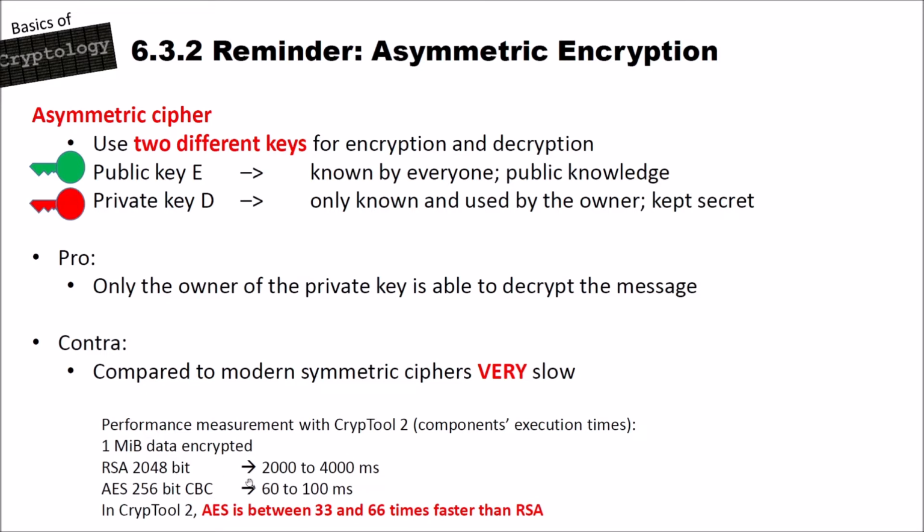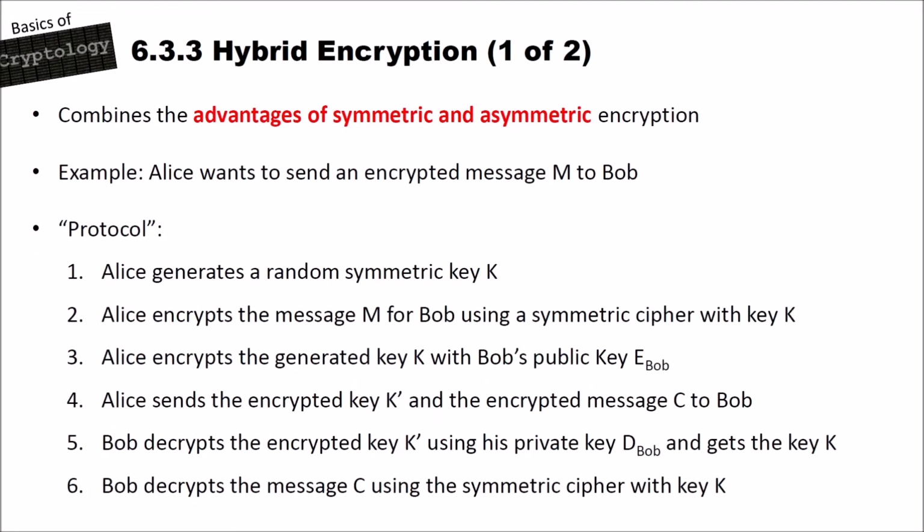RSA with CrypTool, I measured the execution time of the RSA component, took 2 to 4 seconds. I did this, of course, several times, and it took 2 to 4 seconds to encrypt the 1 megabyte of data. AES only took 60 to 100 milliseconds to encrypt the same data. So in CrypTool, AES is between 32 and 66 times faster than RSA. So when you have to encrypt a huge amount of data, then you of course should use AES for that and not RSA. Now let's see what hybrid encryption is.